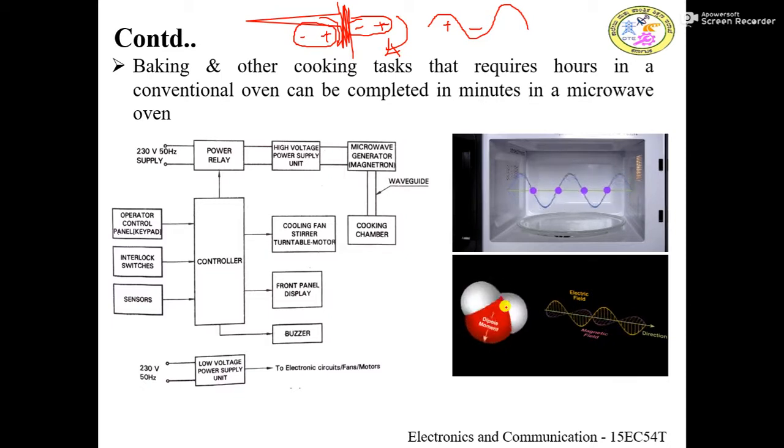So whenever there is a pressure or friction exerted between the neighboring molecules, it is going to generate heat. That generated heat itself is used to cook the food. So this method of heating is nothing but dielectric heating.